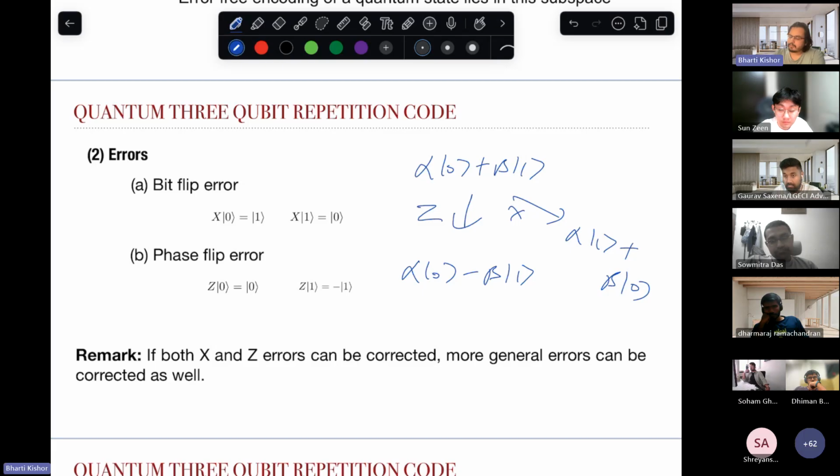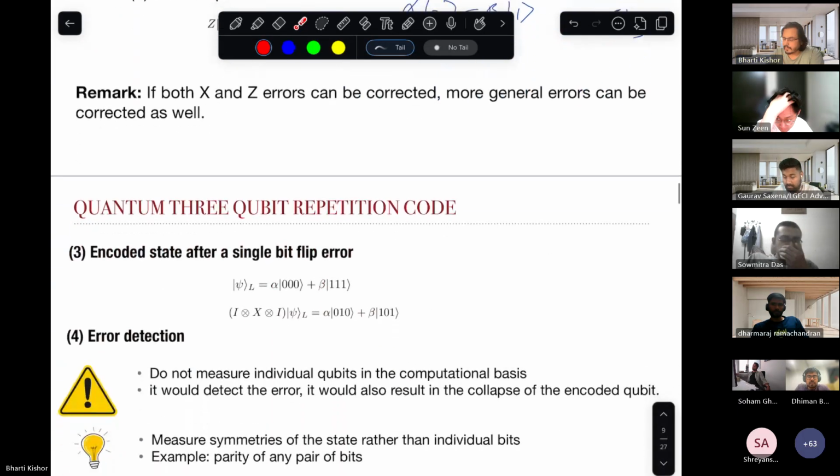And there is this point that if you can correct both X and Z errors, then more general errors can be corrected as well. I mean, you want us to show it, but we just care about X and Z errors, and in some sense those are sufficient to correct more general errors.